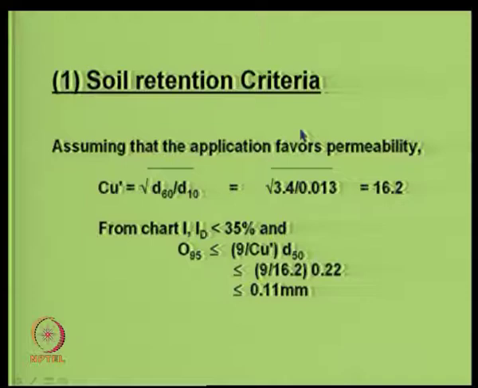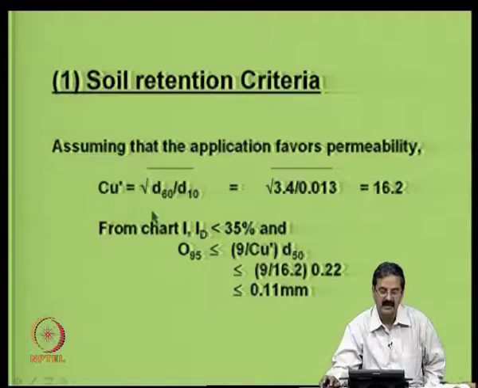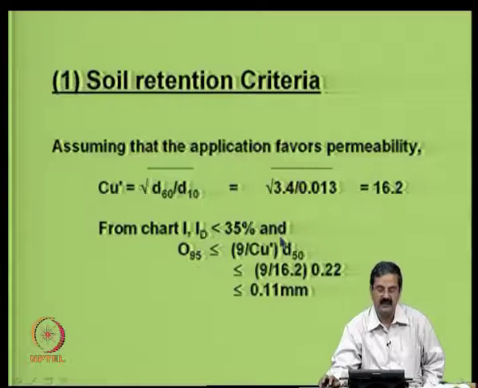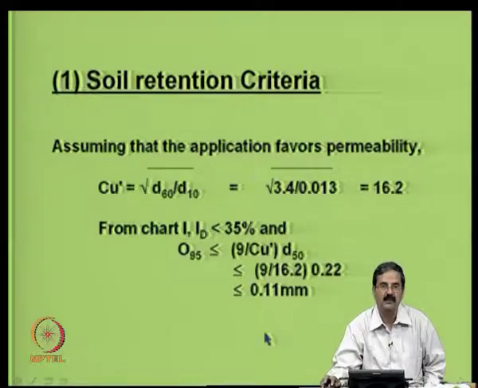So, how do you do that? Again, you go back to this, and Cu dash is again a parameter you get, and you can get it as 16.2 in this case. And the ID, that is the relative density, is less than 35%. So, according to that criterion, you have a simple equation like this. So, O95 will come to 0.11. Okay. So, the O95 size will come to 0.11, and that is fine.